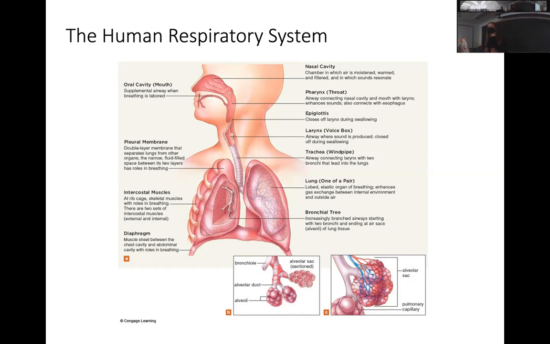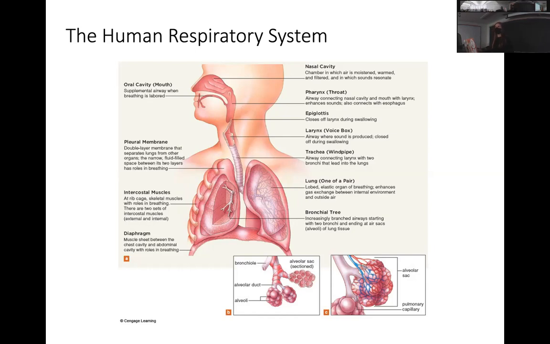Your bronchial tree, this is that branching like thing inside your lungs, and this helps with starting with and ending with the air sacs, also known as the alveoli of the lung tissue. And you can see them down here. They kind of look like these little, I don't know, lollipops or a bunch of cotton candy down here in the bottom right. And this is also where the pulmonary capillaries are embedded.